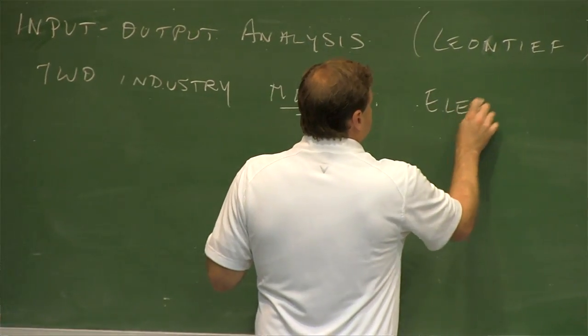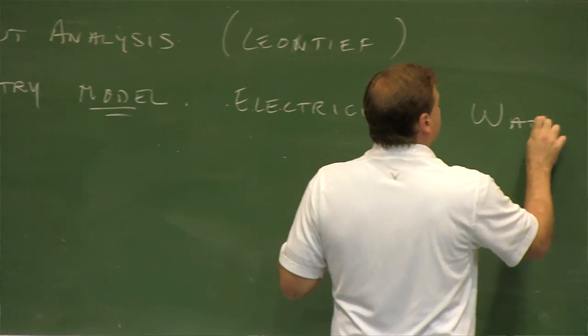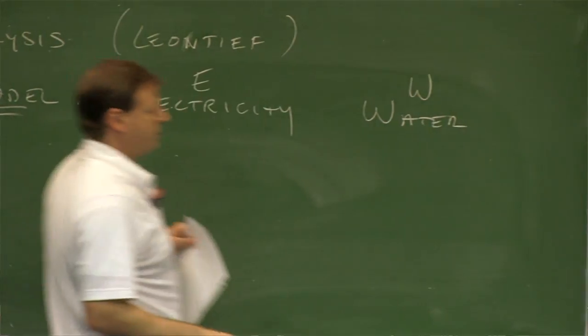Okay, so in our 2 industry model, we're going to simplify. We're just going to have electricity and water. And just for lack of creativity, I'll call that E and W.